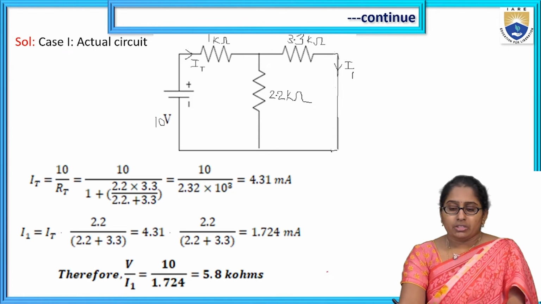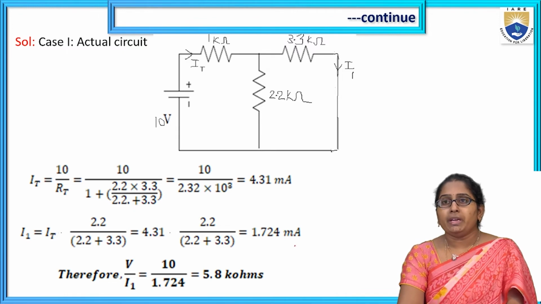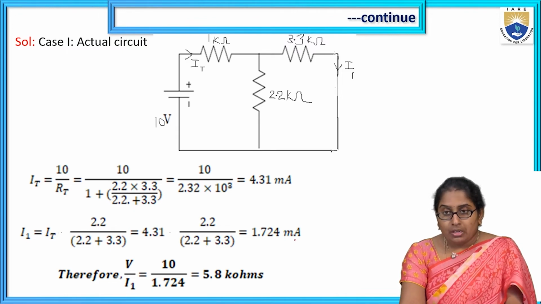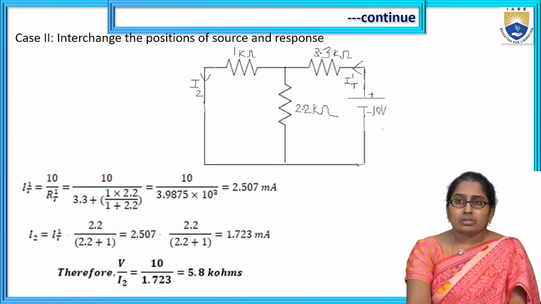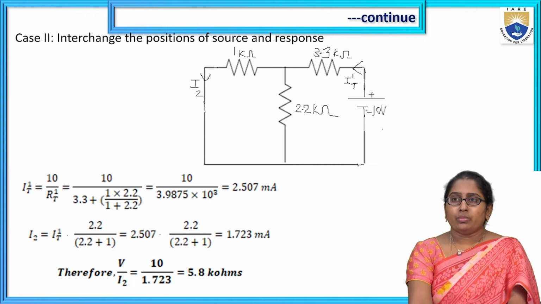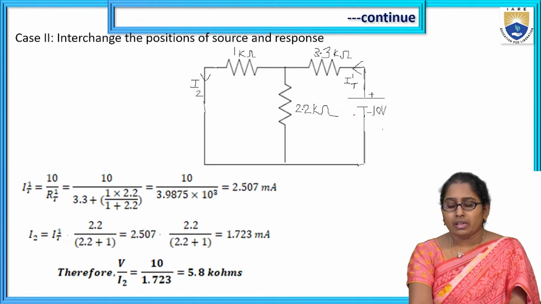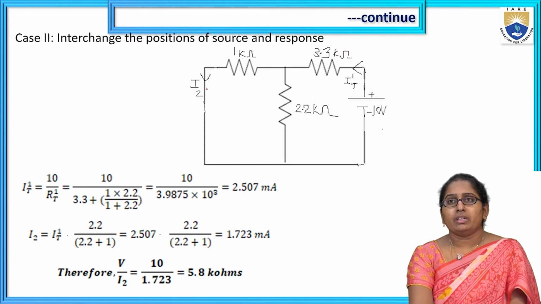In case 1, the ratio V by I1, input to output, is calculated, which is 5.8 kilo ohms for this given circuit. Next, case 2, interchanging the positions. After interchanging the positions of input and output, our source and response change. So the input voltage is taken here, and we are finding the response current in the source place. So here we want to know, for this circuit, the current I2.